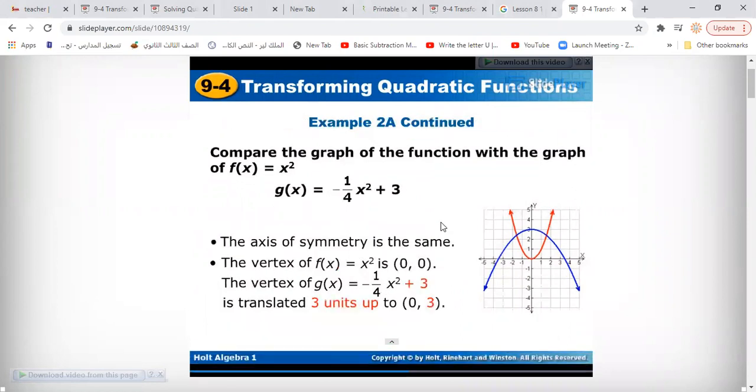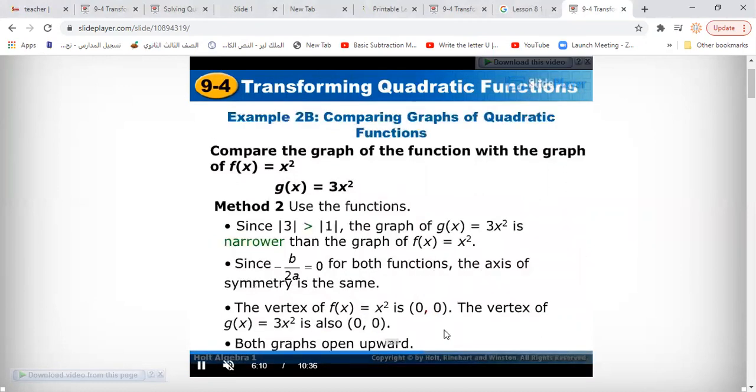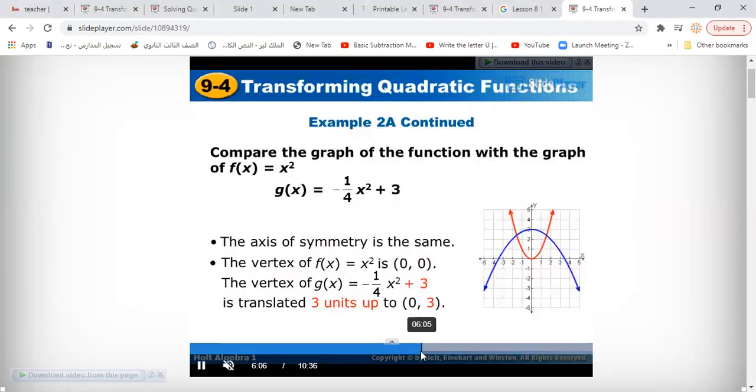The last one, the axis of symmetry. Look at the axis of symmetry for both. The axis of symmetry for both is the same, x equals 0. What is the last point? We can note that the first one was f of x equals x to the power of 2. The second was negative x squared plus 3, which means it's translated 3 units up, to 0 and 3.